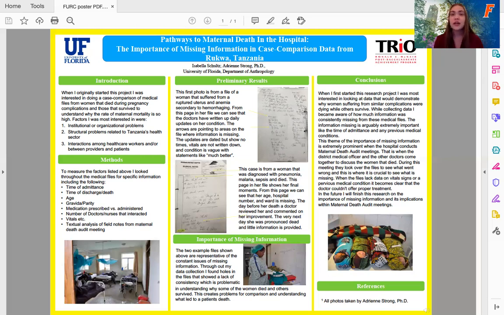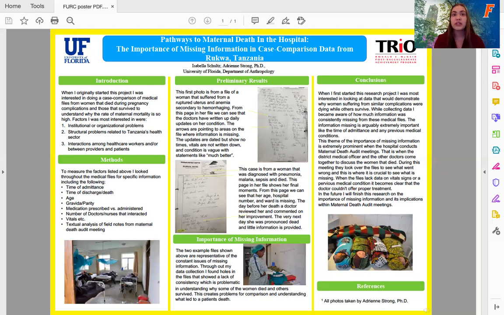audit meetings? So in essence, the use of the medical histories and field notes for maternal death audit meetings will be used to run quantitative and qualitative analysis to show how missing information, lack of accountability, barriers to care are diminishing the positive results typically seen from the national government mandated audits.